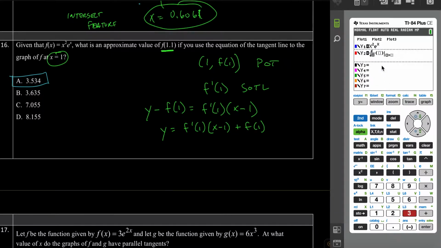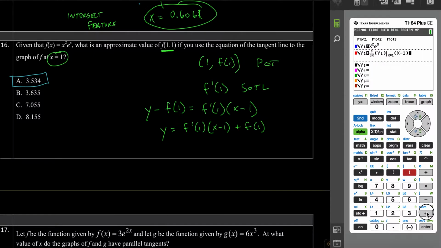So our y2 is going to be the equation of our tangent line. So we're taking the derivative with respect to x of our function y1, and we're evaluating it now at 1. So that'll be the slope of the tangent line times x minus 1. And then here we want to add on f of 1.